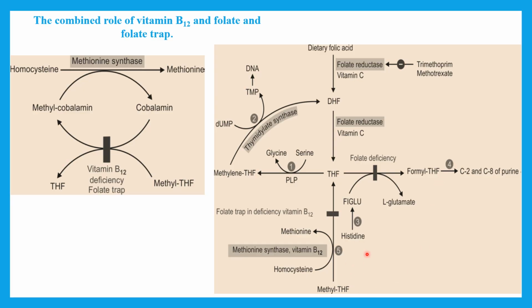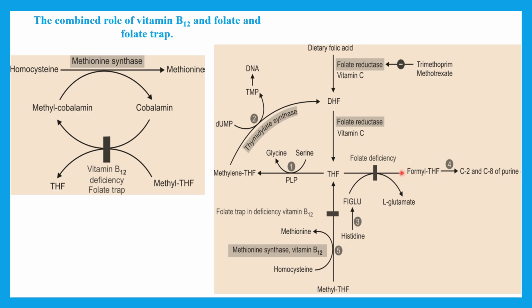Histidine, in the course of its metabolism, is converted into FIGLU, or formiminoglutamate, and formiminoglutamate further converts into glutamate with the help of folate. So if there is a deficiency of folate or folic acid, there is no conversion of FIGLU to L-glutamate, and it remains in the blood, and further it is excreted through urine.